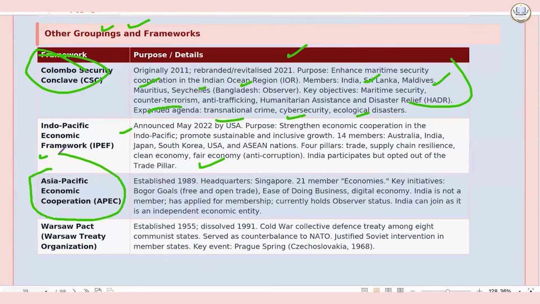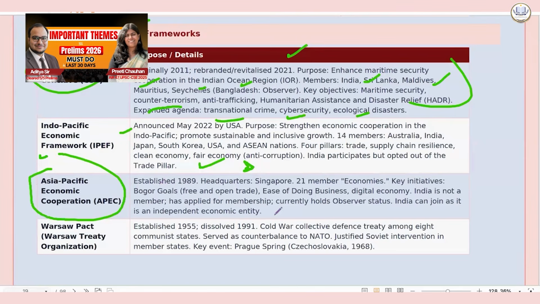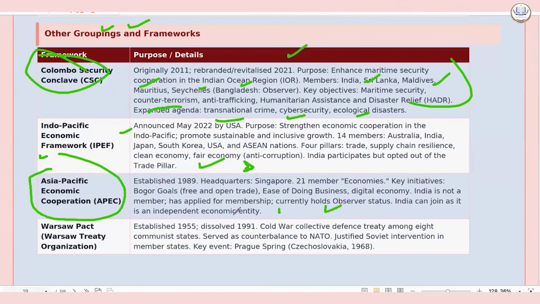And we have APEC, Asia Pacific Economic Cooperation, established in 1989. Headquarters in Singapore. 21 members. Key initiative is the Bogor Goals, that is, free and open trade, ease of doing business, digital economy. India is not a member and has applied for membership. Currently holds observer status. India can join as it is an independent economic entity.